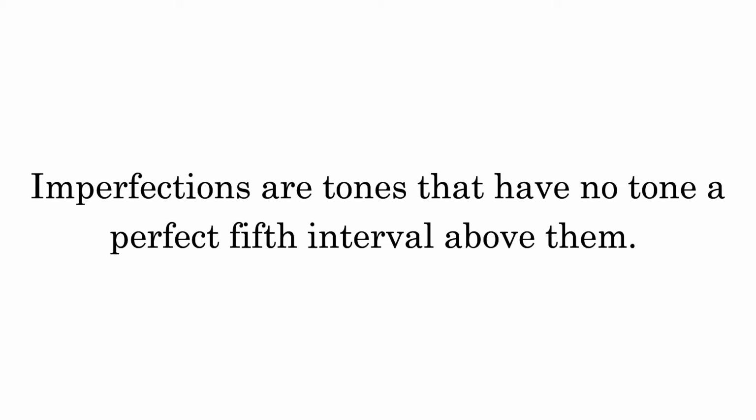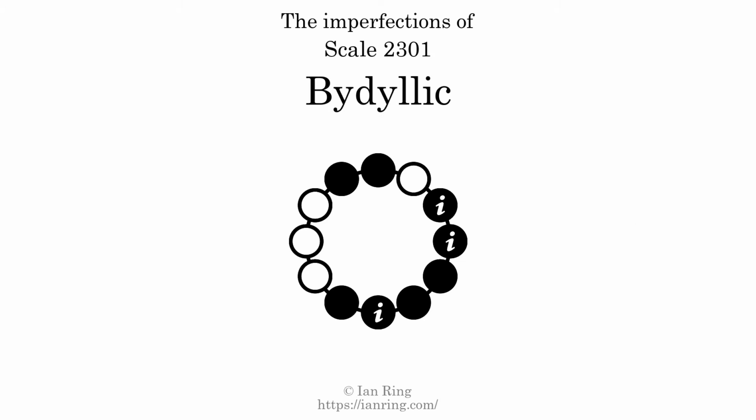Imperfections are tones that have no tone a perfect fifth interval above them. This scale has 3 imperfections. They are at positions here, here, and here.